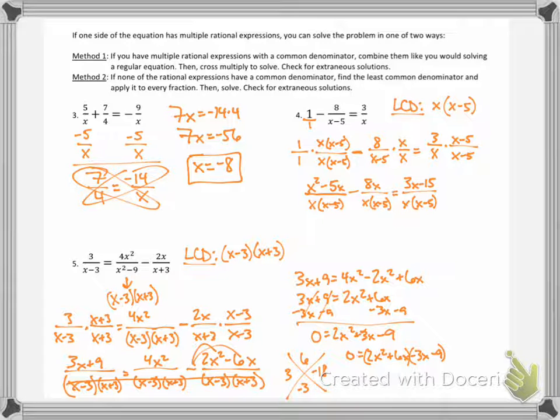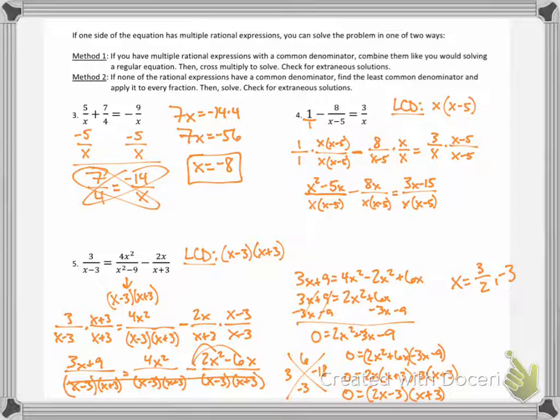Group it. So we take out a 2x, and we're left with x plus 3. Take out a negative 3, and we're left with x plus 3. So my factors would be 2x minus 3 and x plus 3. We set them each equal to 0. You'd get an answer of 3 halves and negative 3.